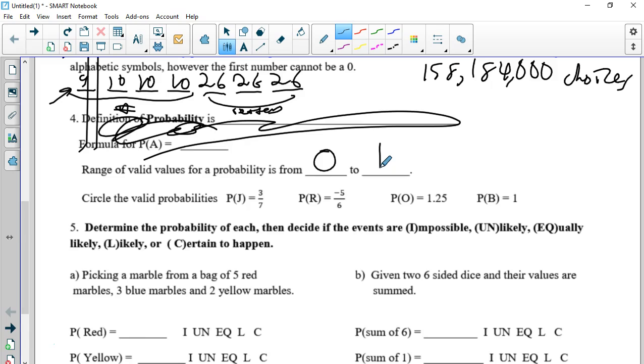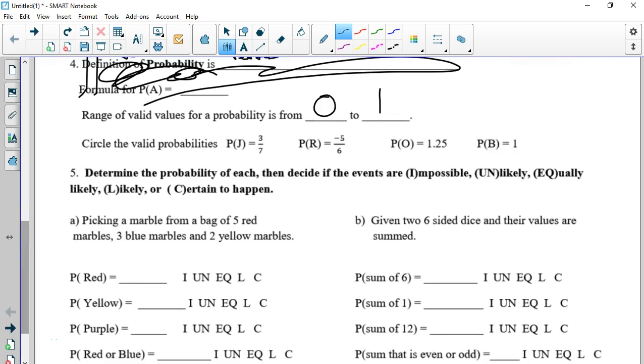Okay? Or a decimal. Circle the valid probabilities. Well, 3 out of 7. Yeah, 3 is less than 7. We're good to go. The negative shuts that down. Okay? Negative 5/6 shuts that down. 1.25 shuts down because we have a number bigger than 1.